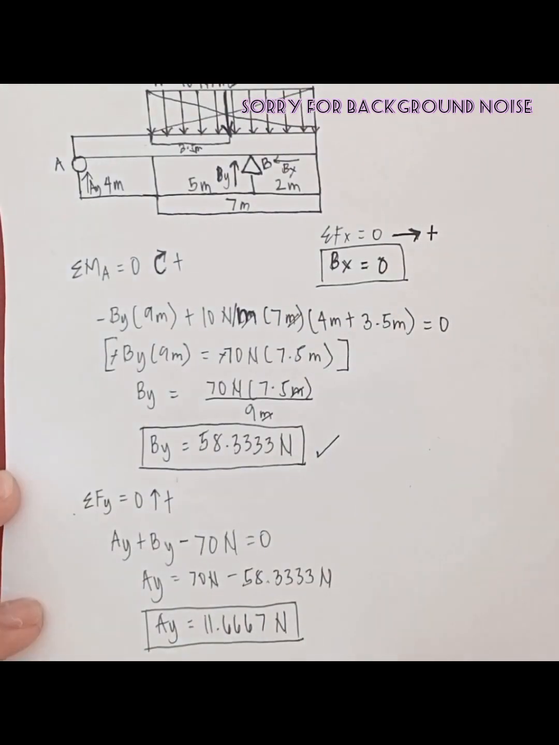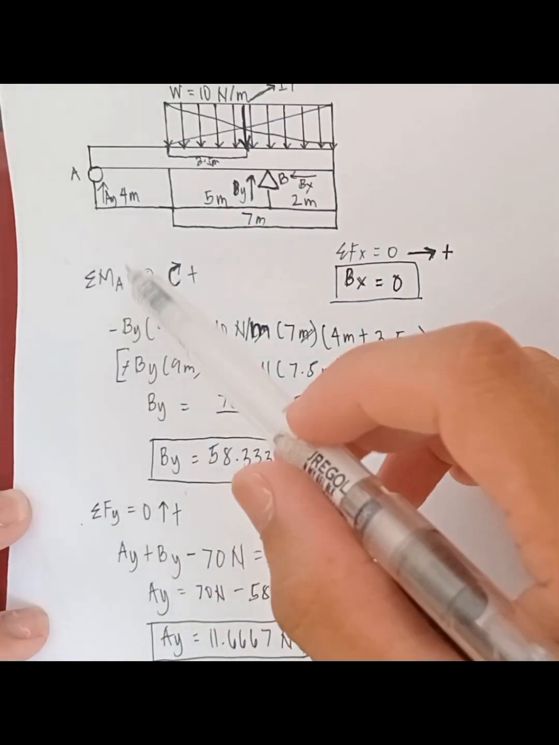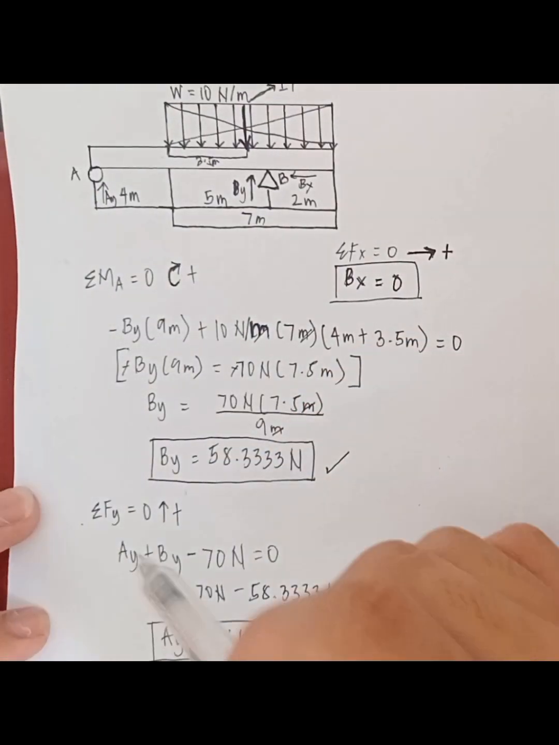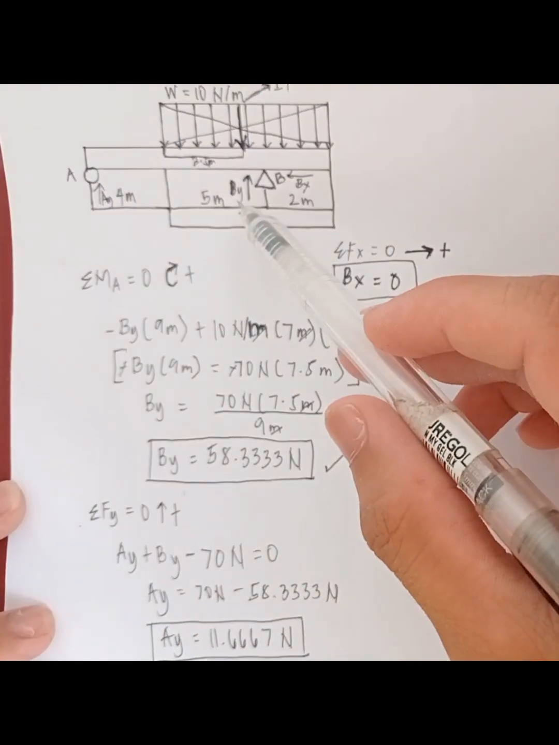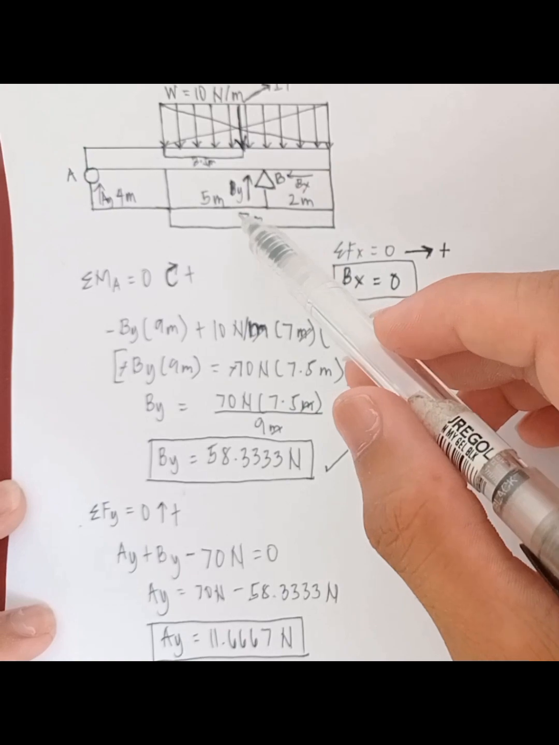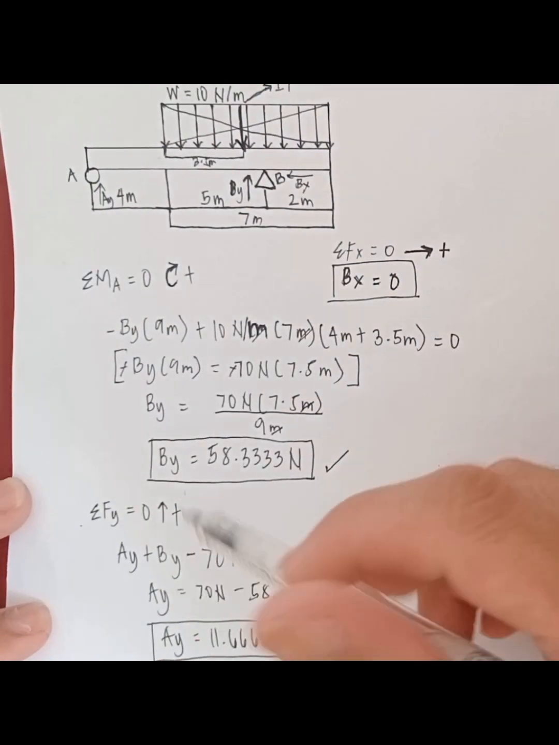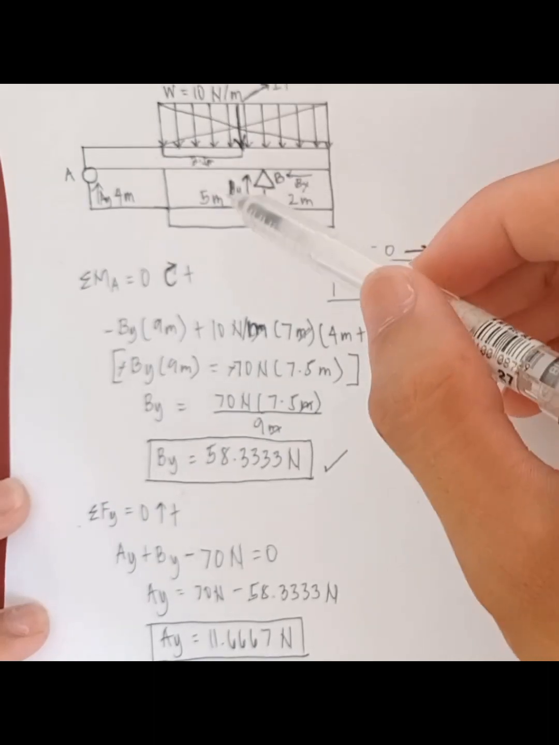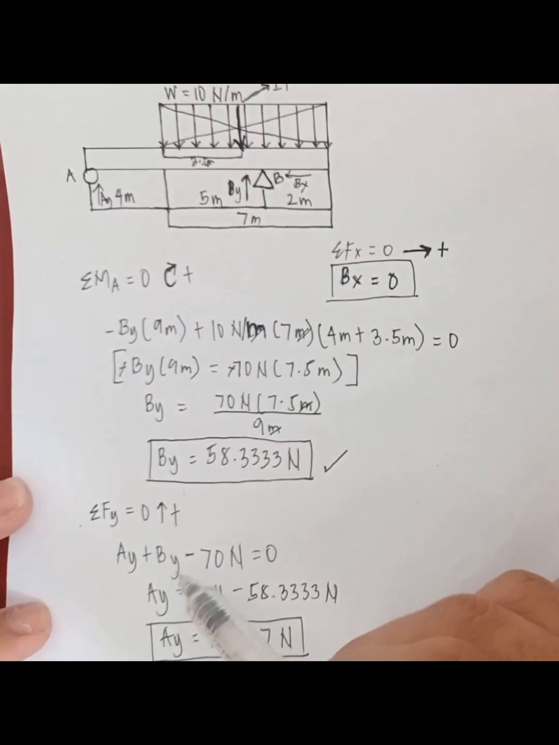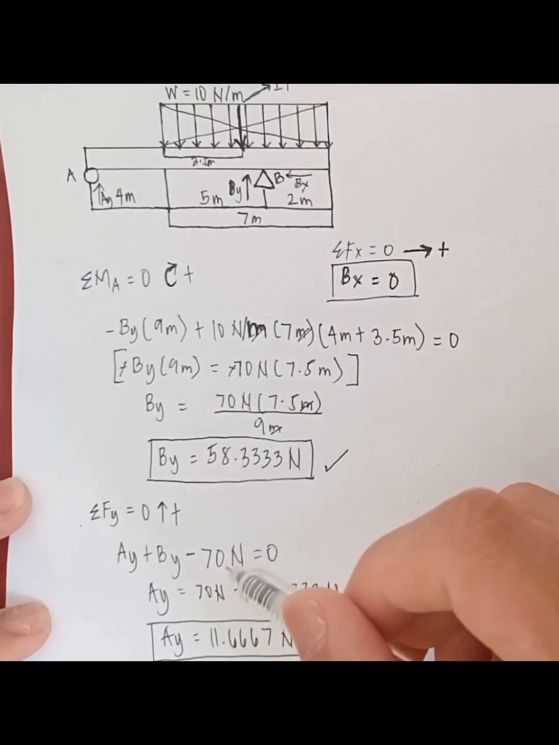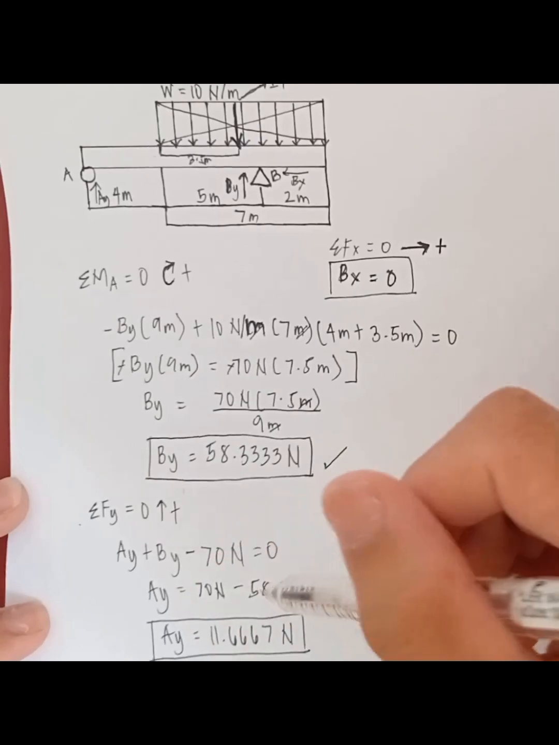Okay. Since Ay has an upward direction, it must be positive. Then By also has an upward direction, so it must be positive. Then the equivalent force has a downward direction, so it must be negative. So negative 70 Newton. Then equate it to 0.